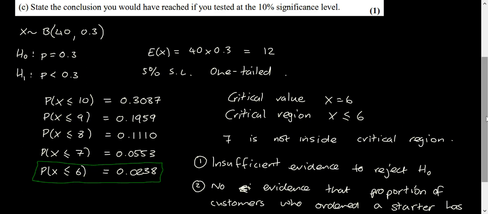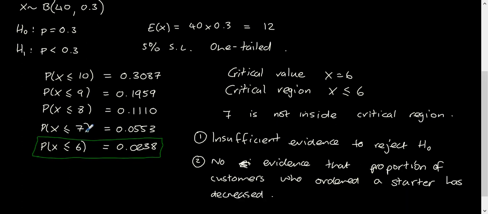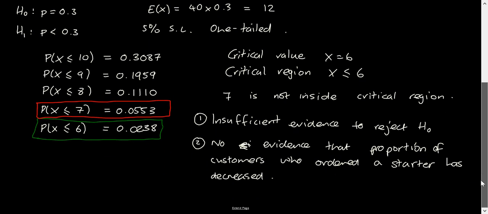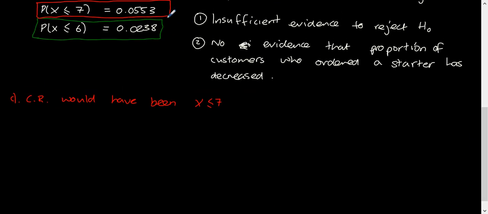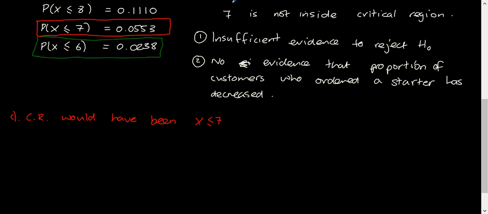And actually what you can see is if we had tested less than 10%, then our critical region would have been less than or equal to 7. So I can say CR for critical region would have been X less than or equal to 7. And how would that have affected our conclusions? Well, we actually had 7. So 7 this time is inside the critical region.